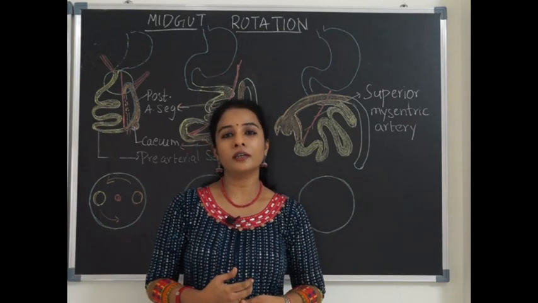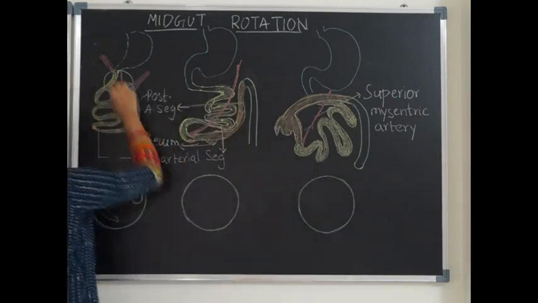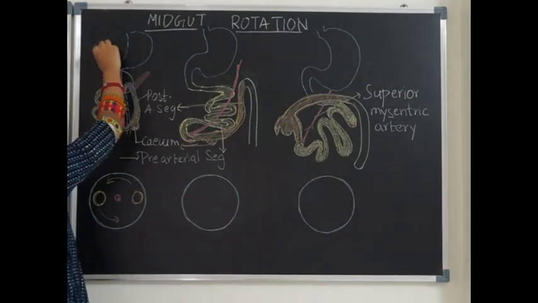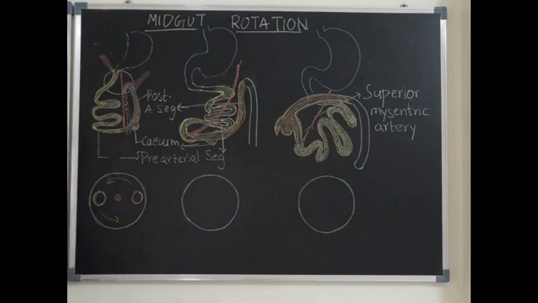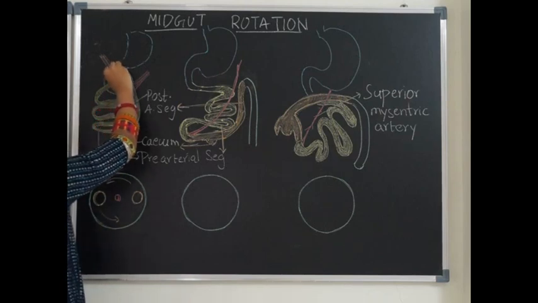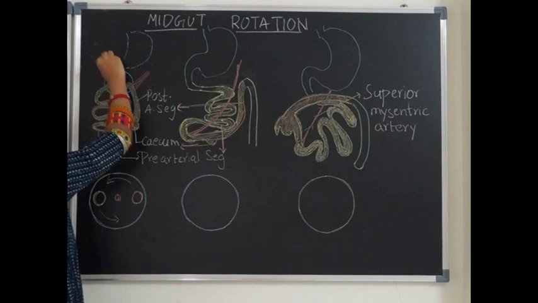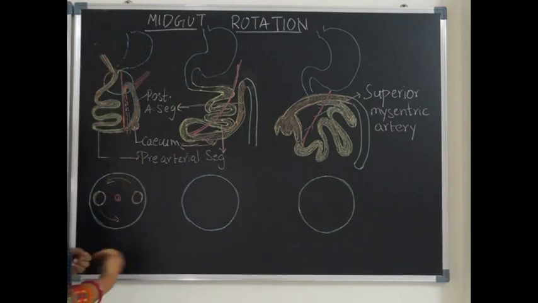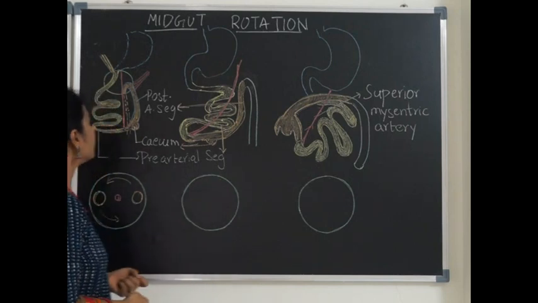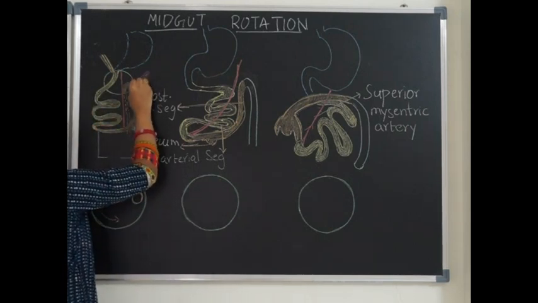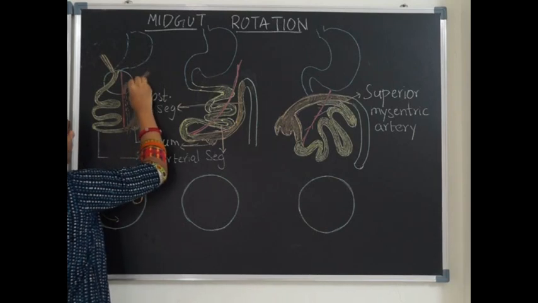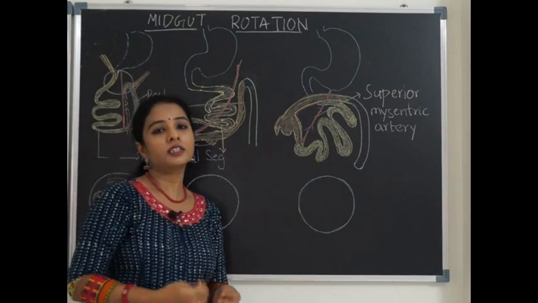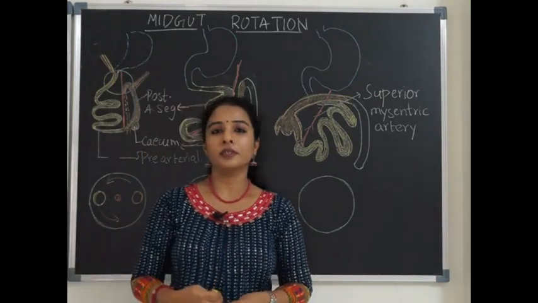The superior retention band is present on the dorsal side of the proximal part of the midgut. There, the mesentery starts getting condensed and thickened to form the superior retention band. Similarly, from the caudal side, that is from the post-arterial segment on the dorsal side, there is an inferior retention band, which is the condensation of the mesentery from inside.